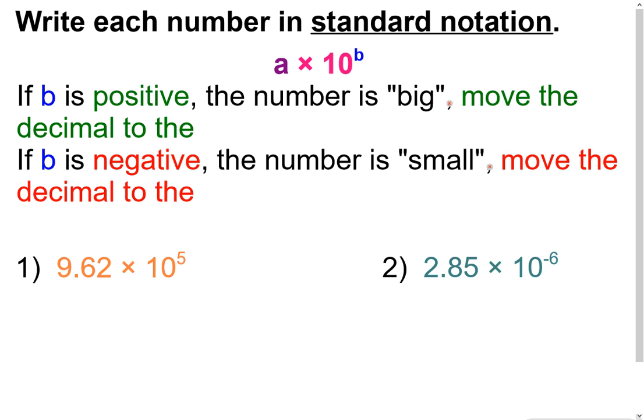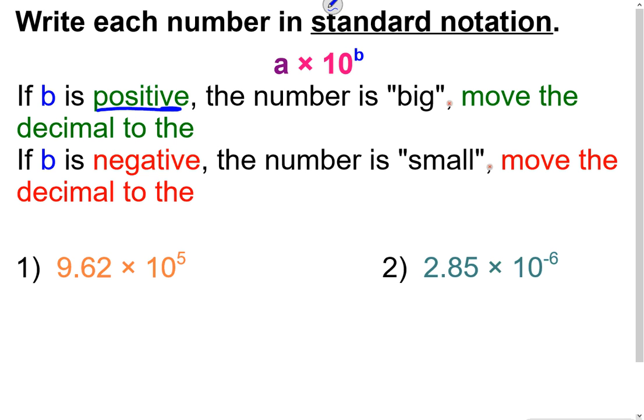So I have a couple of examples here, if you look down at the bottom, of 2 numbers that are already in scientific notation. What I want us to do is write those in standard notation. I have a couple of little steps here to get us there, some things to recognize. It says in this first part, if the B is positive, then the number is big. We have a large number.